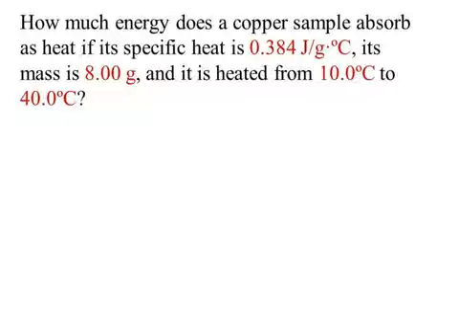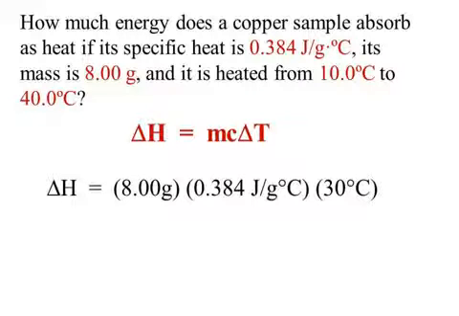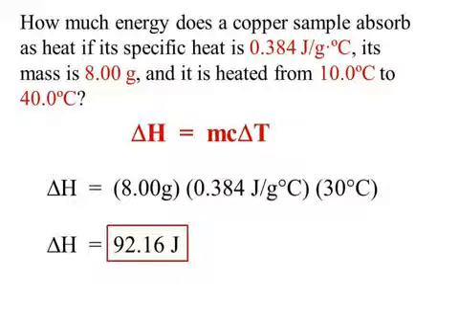To solve a problem like this, you use the equation delta H equals m c delta T. Delta H is what you're solving for. This is the heat. m is the mass, c is the specific heat capacity, and delta T is the change in temperature. So taking that equation and plugging your numbers in for the variables, putting your units in, you get a delta H of 92.16 joules.